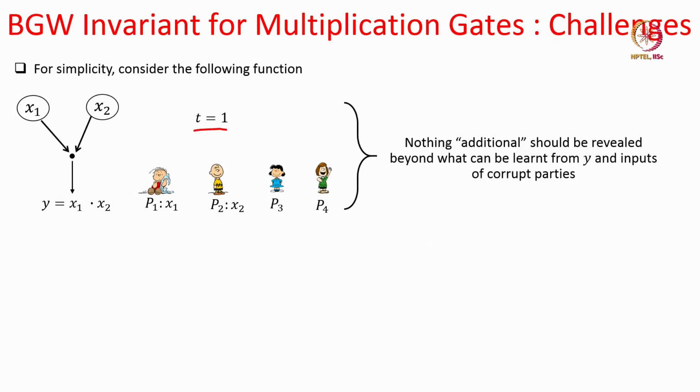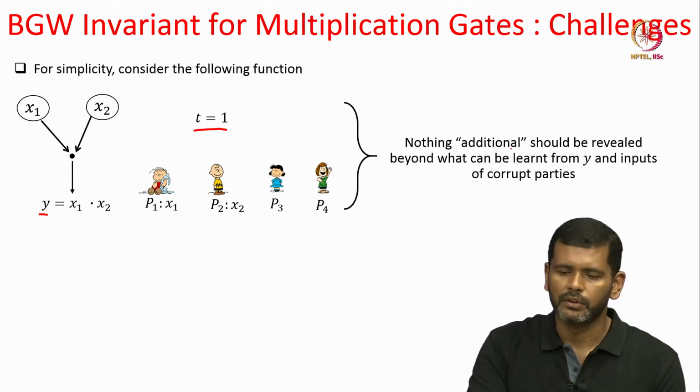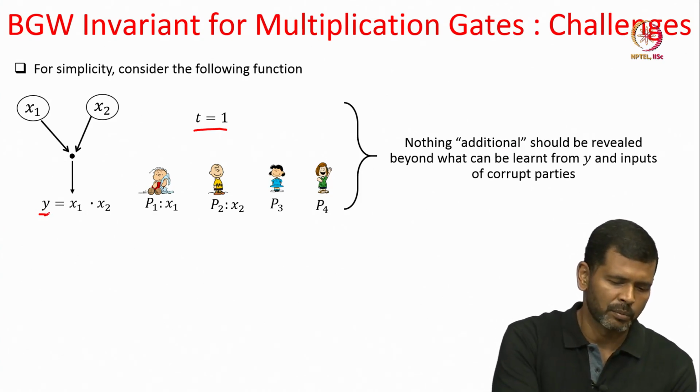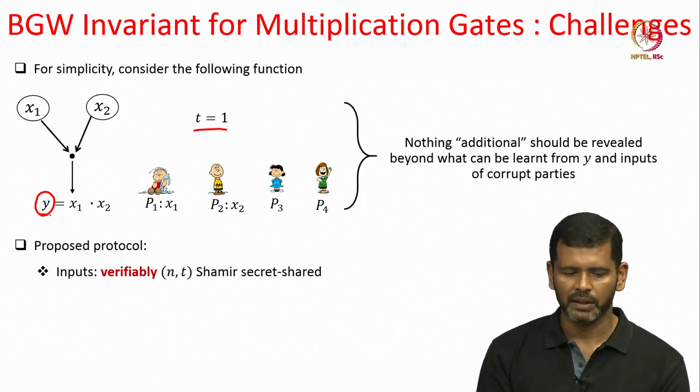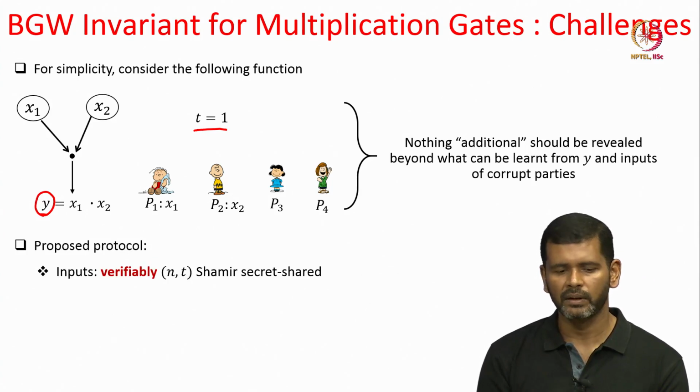Now, we want the BGW protocol to help us achieve the following property. At the end of the protocol, everyone should learn the product of x1 and x2, and no additional information should be learnt beyond what can be learnt from the output y and the inputs of the corrupt parties. So, what will be the BGW protocol in this context?